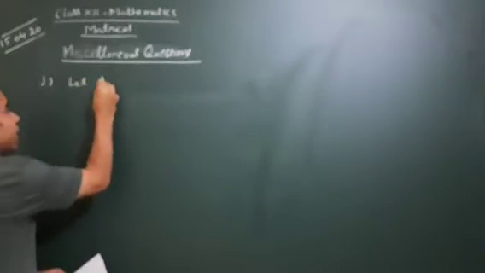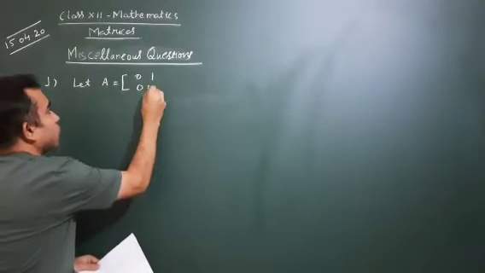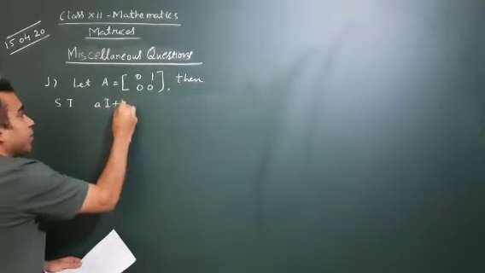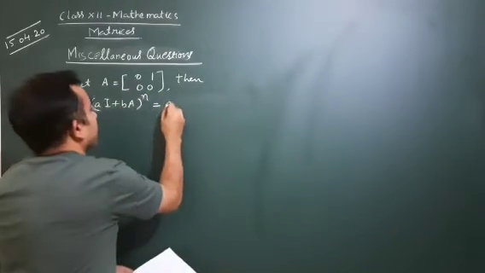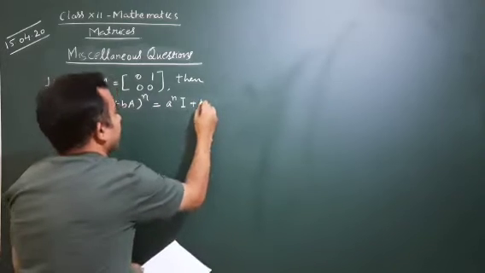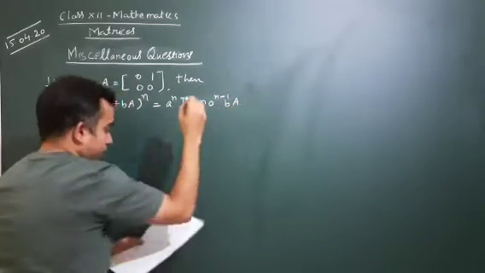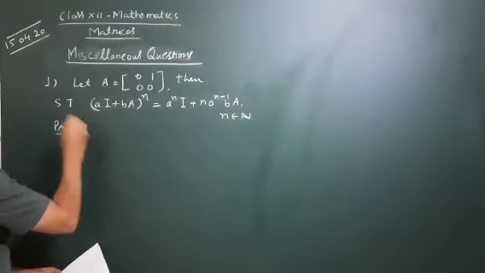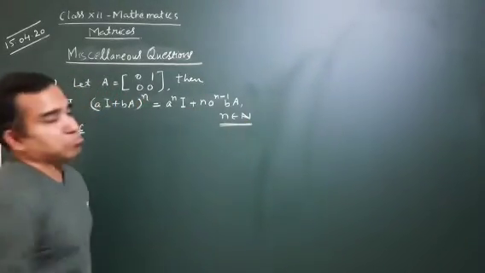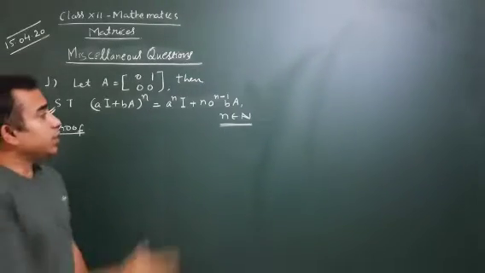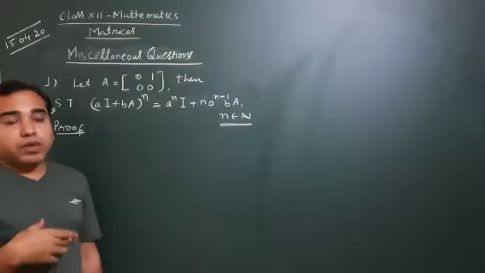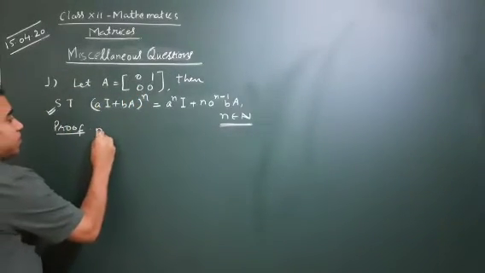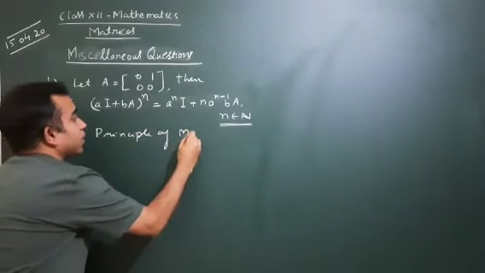This says: let A be the matrix [0, 1; 0, 0], and show that (aI + bA)^n = a^n I + n a^(n-1) bA is true for all n belonging to N. So we have to show that this statement is true for all natural numbers. When we have to prove a statement involving natural numbers for all natural numbers, we have a method. What's that? The principle of mathematical induction we are going to use.